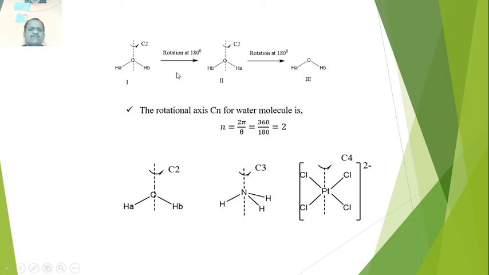So for getting an identical configuration, how many rotations do you have to perform on a water molecule? We have to perform 2 rotations. So n is equal to what? It is 2. But how is it calculated? It is calculated by using this formula: n is equal to 2 pi upon theta. What is the value of 2 pi? It is 360. How is 360 obtained? Pi is 180, so 2 into 180 is 360.